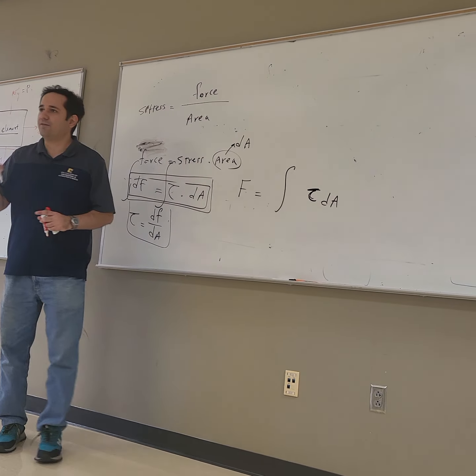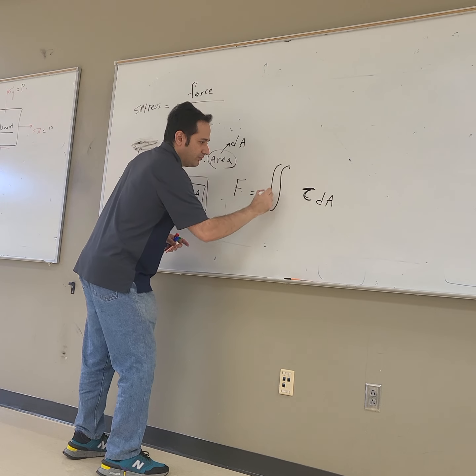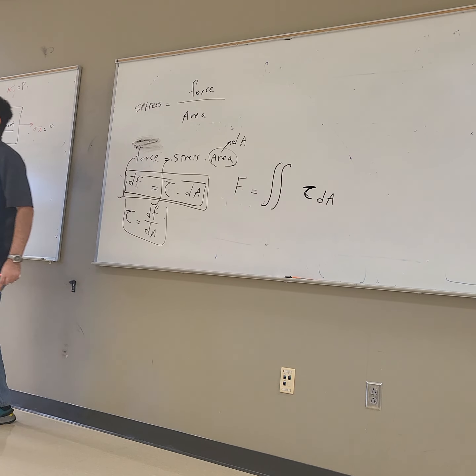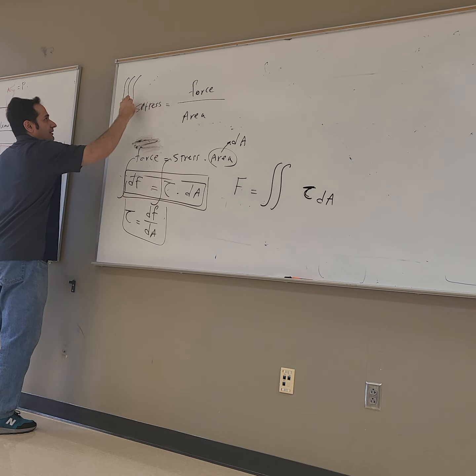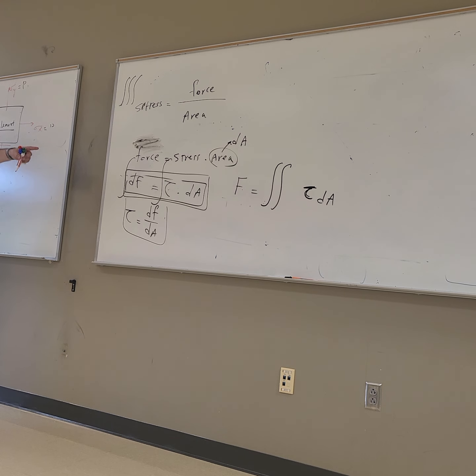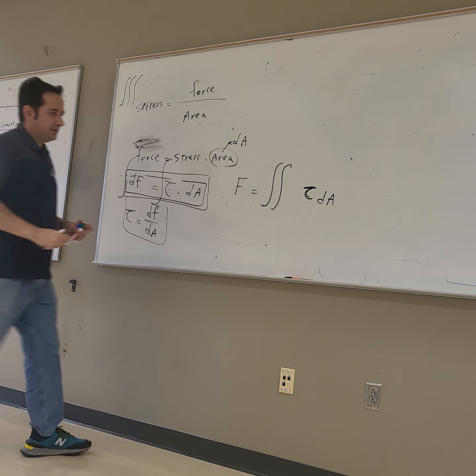And because it's a surface integral, they sometimes put a double integral like that. If you have a volume integral, how many integrals do they put? Three, right? Like that. But here you have a double integral. That means integral over the surface, tau times dA.